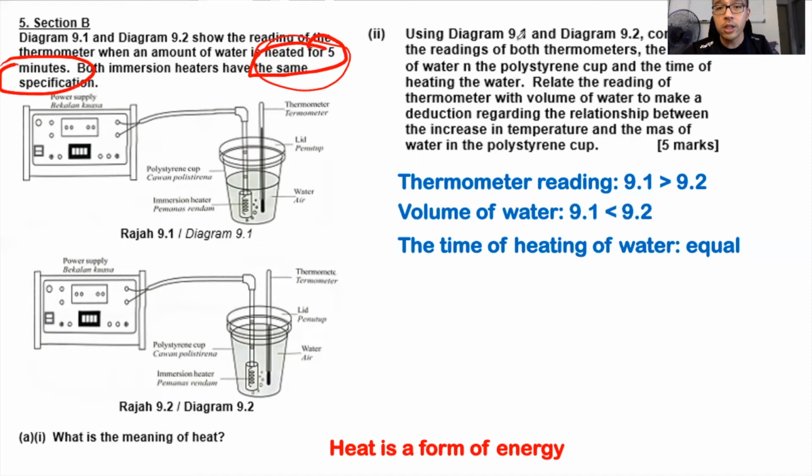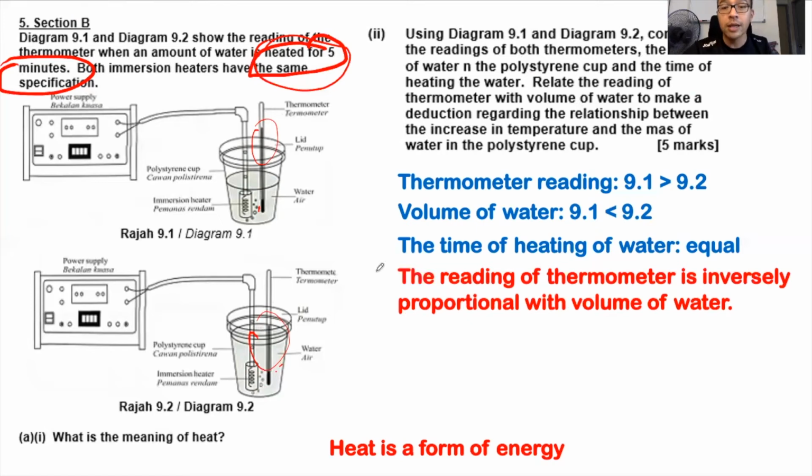Right, let's talk about the relationship of the reading of the thermometer with the volume of water. Volume small, thermometer big. Volume big, thermometer small. So they are inversely proportional. Or you can say the bigger the volume of water, the smaller the reading of the thermometer. I prefer that answer actually. This also can, but I prefer the way I answer.